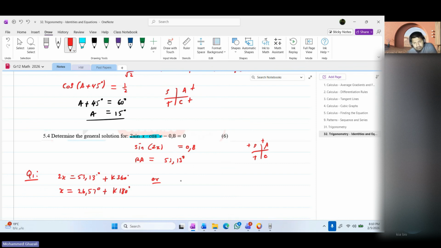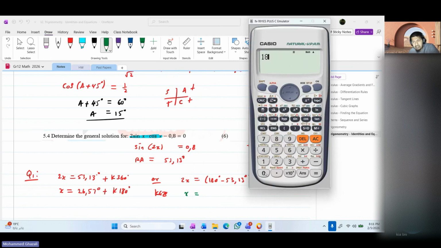the quadrant 2 solution. 2x is equal to 180 minus 53,13 plus k360. Don't forget to write k is an element of the integers. X is now equal to 180 minus this, 180 minus 53,13, all divided by 2.